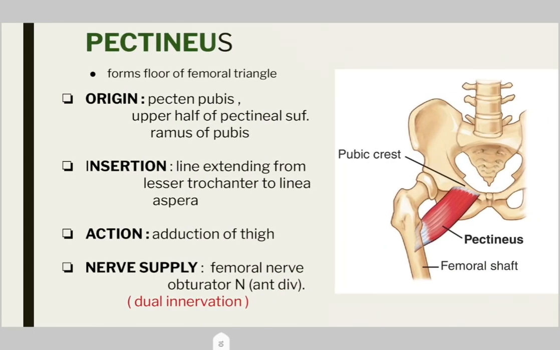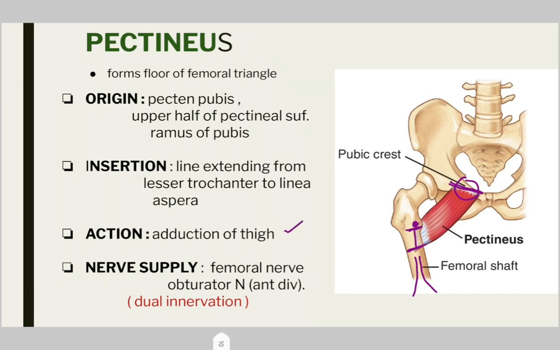I hope this is clear. And coming to pectineus, it originates from the pecten pubis and the adjoining surface of the pubis. It gets inserted on, see, this is the lesser trochanter of the femur, and from here the linea aspera will extend. So it inserts between the lesser trochanter and the linea aspera.